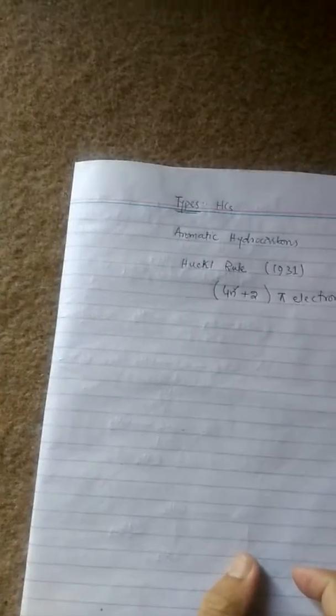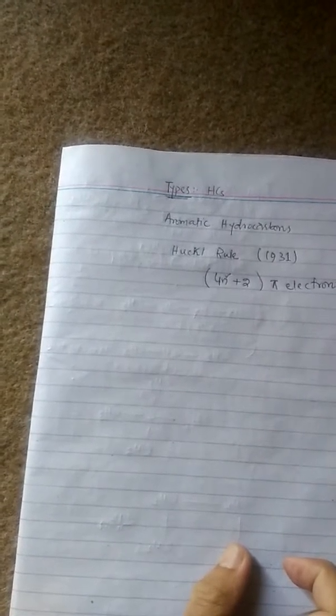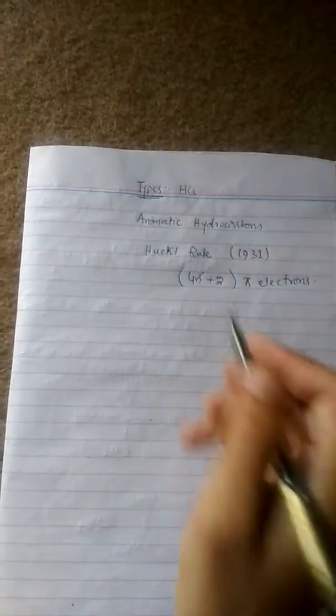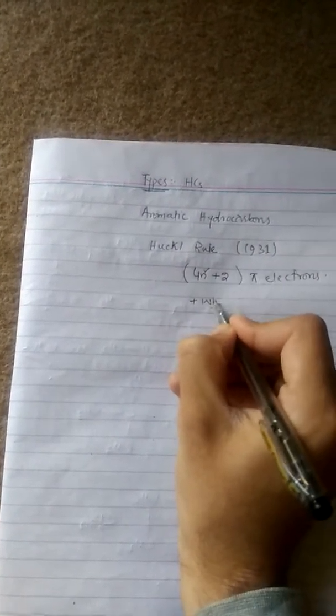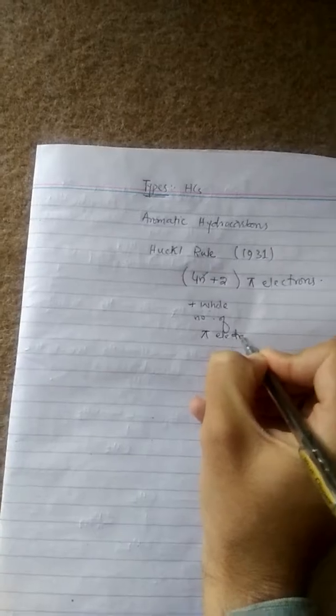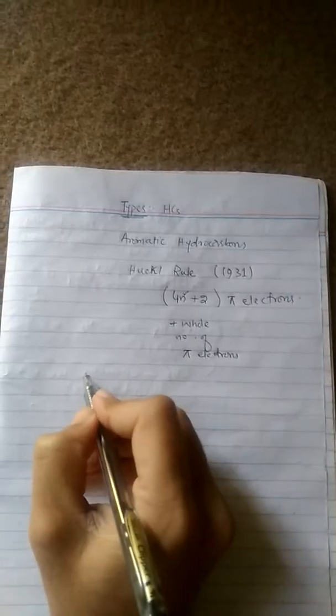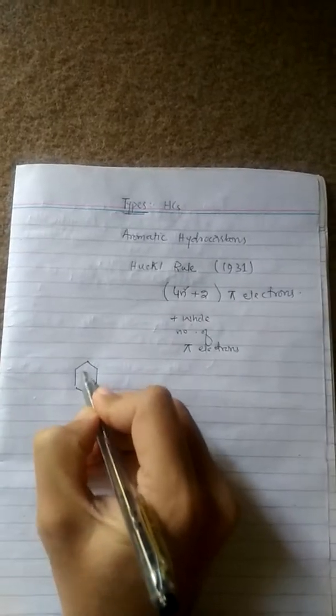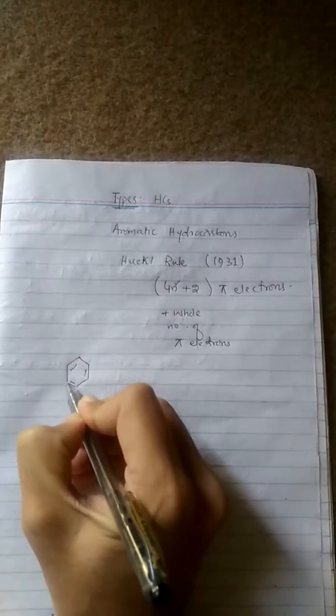For a compound to be aromatic, the first prerequisite is that it must be cyclic, and after cyclic it must be unsaturated. And if a compound has a positive whole number of pi electrons, it will be aromatic. For example, take benzene, which is the basic member of aromatic hydrocarbons. This is benzene.